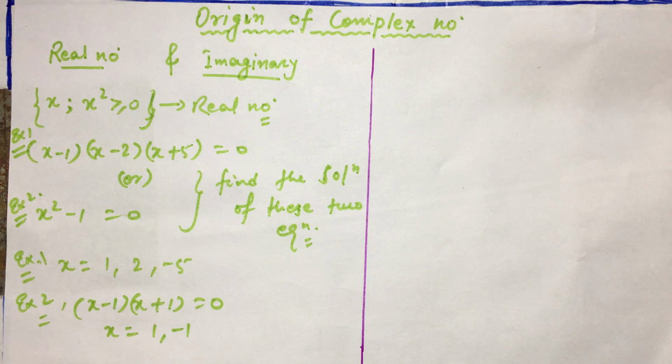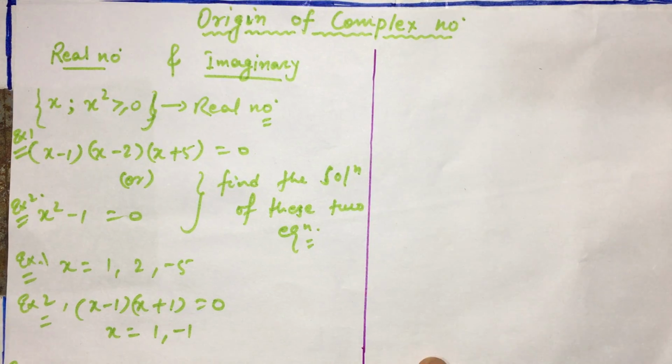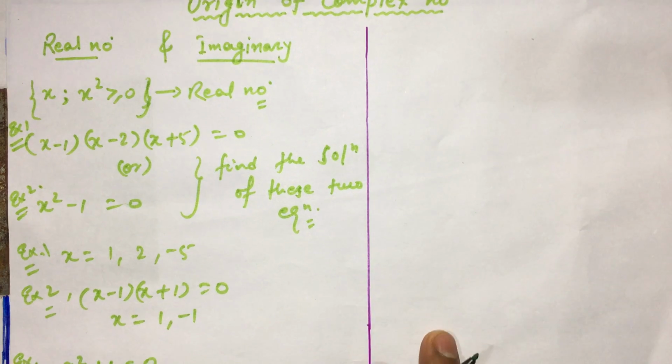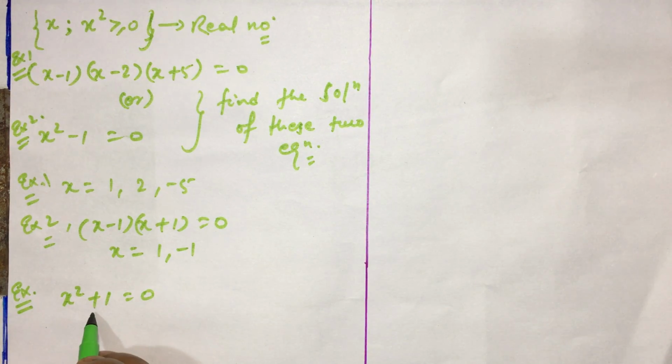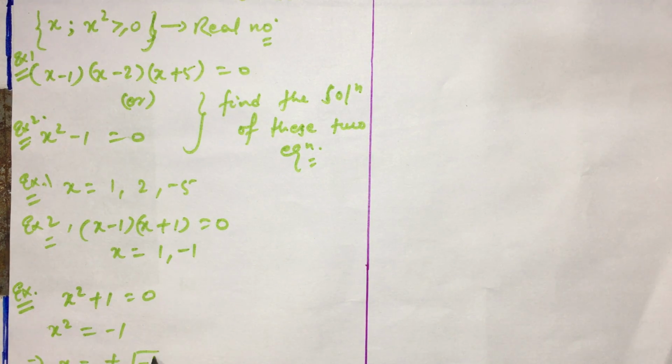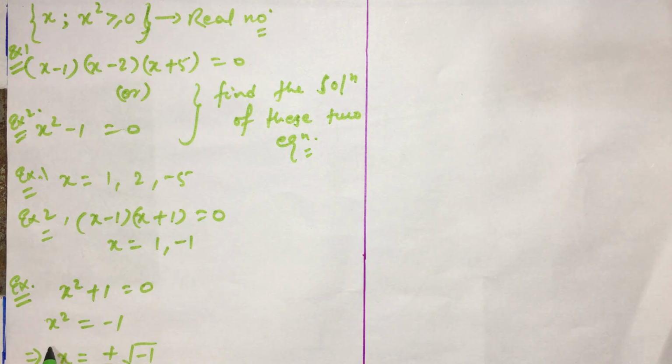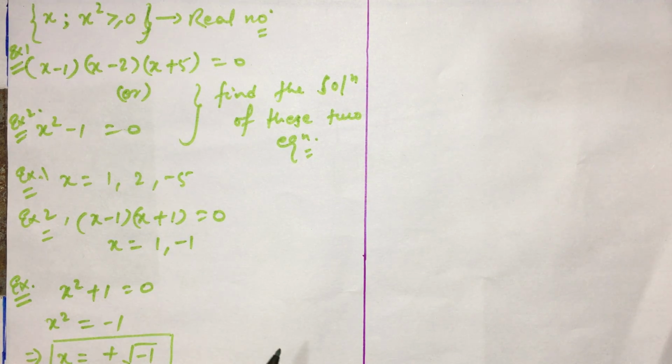But the problem started when we got the equation x square plus 1 equal to 0. This was solved as x square equal to minus 1, and so x is equal to plus minus root over minus 1. Before this solution came, we didn't know about this kind of number. We only knew real numbers.